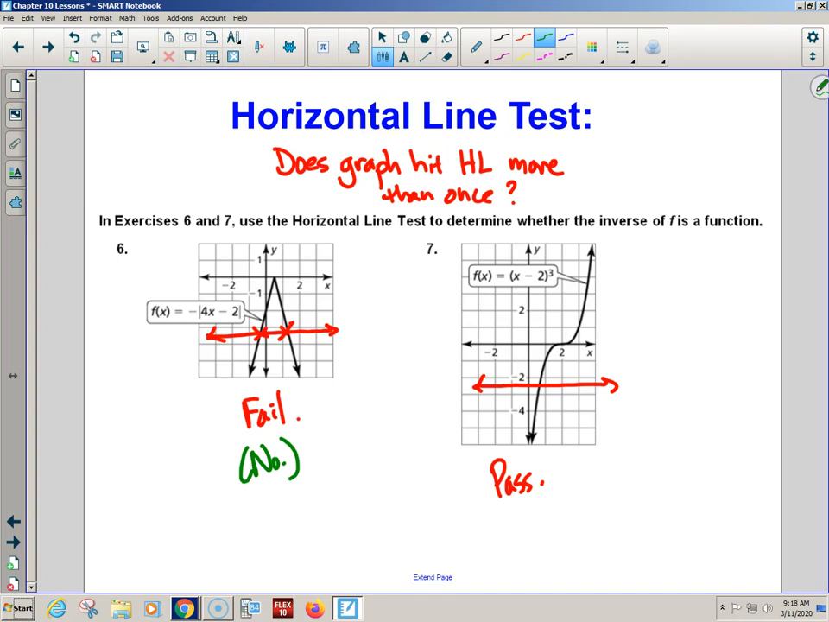Now, some of you might have been a little bit confused there, but if we were to zoom in, zoom in, zoom in, it doesn't go flat for a period of time. It's actually just going to go flat for one instant and then keep going up. So actually, it still will hit only once, even there also. So it's going to pass, aka yes.